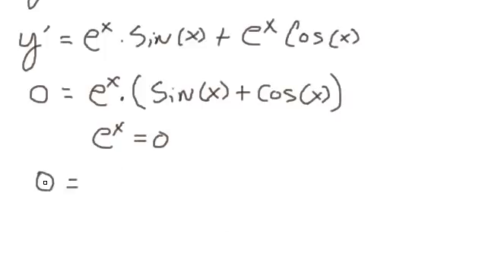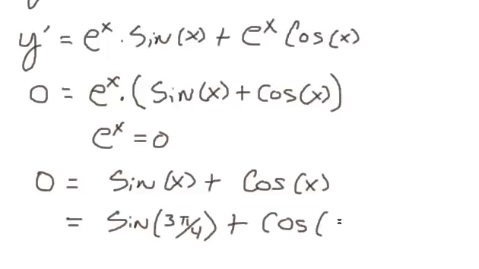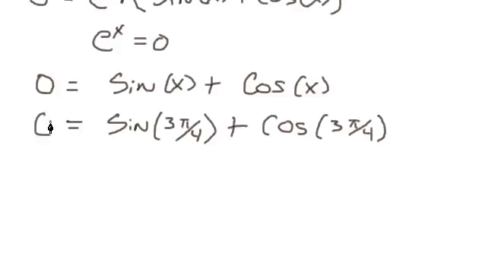Set this other factor equal to 0, and that's sine x plus cosine x. So hopefully you're up on your trig. The only value I'm going to be able to plug in here to get this to be 0 is going to be 3 pi fourths. Okay, so the sine of 3 pi fourths plus cosine of 3 pi fourths, right, and remember equals 0.